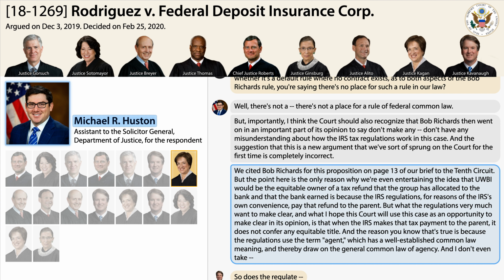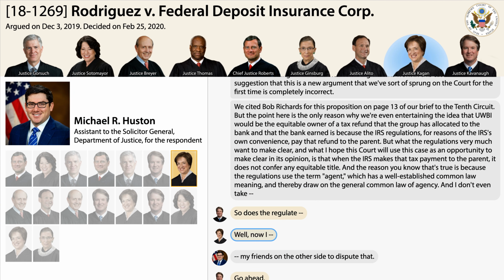But what the regulations very much want to make clear, and what I hope this Court will use this case as an opportunity to make clear in its opinion, is that when the IRS makes that tax payment to the parent, it does not confer any equitable title. And the reason you know that's true is because the regulations use the term agent, which has a well-established common law meaning, and thereby draw on the general common law of agency. And I don't even take my friends to dispute that.